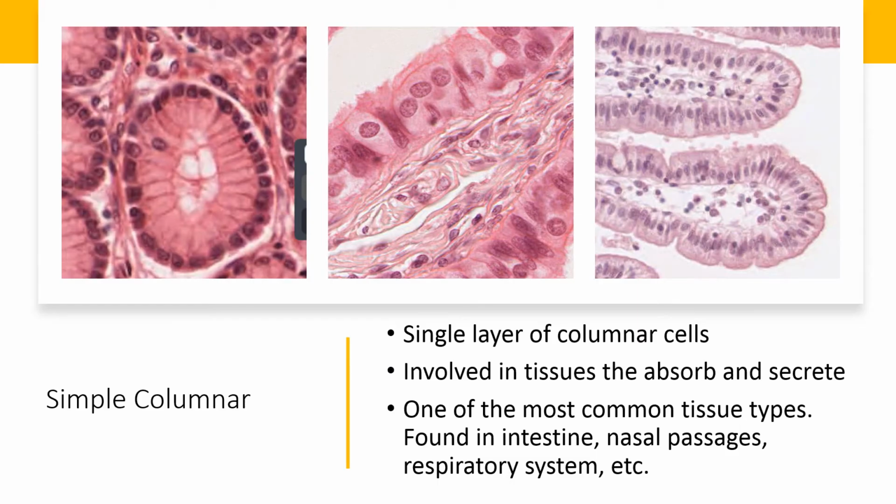Now this is simple columnar. You can see how there's one layer and all of these cells are basically connected to the basement membrane here. I know I didn't mention basement membrane in the last two slides, but you do have a basement membrane, and it supports the epithelium. So here you can see the rectangular shaped cells all closely packed together. They each have one nucleus. Here, I'll show you over here.